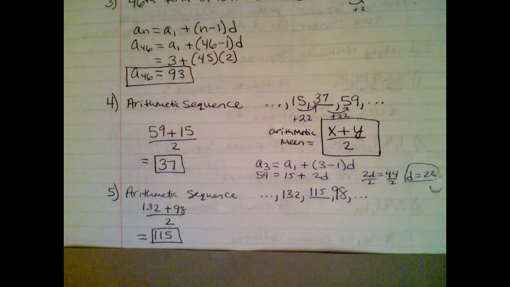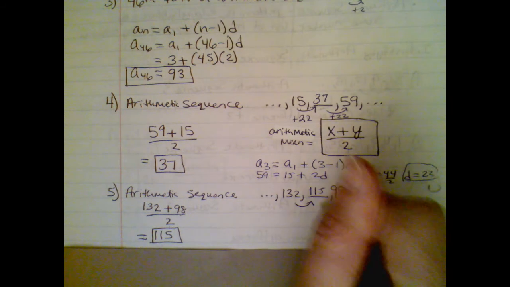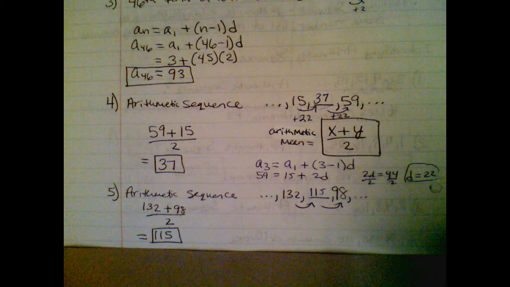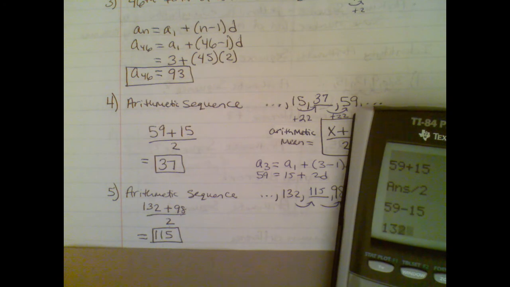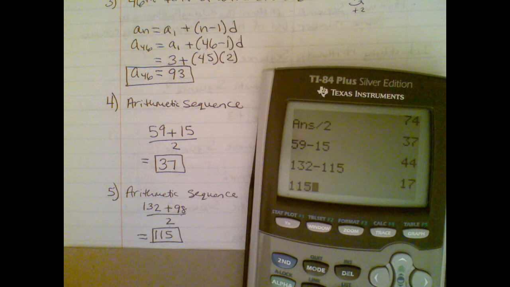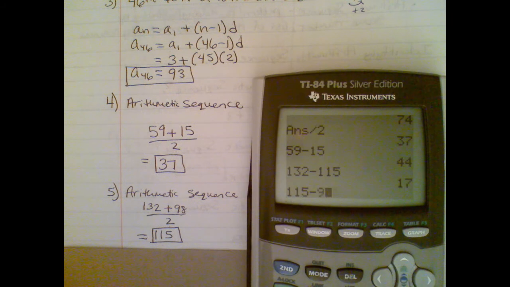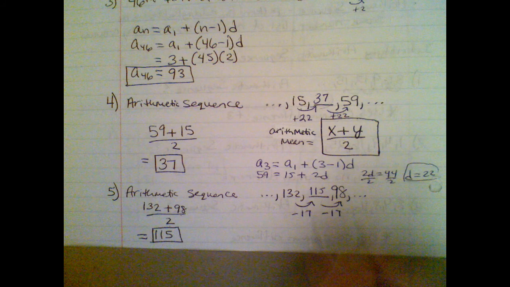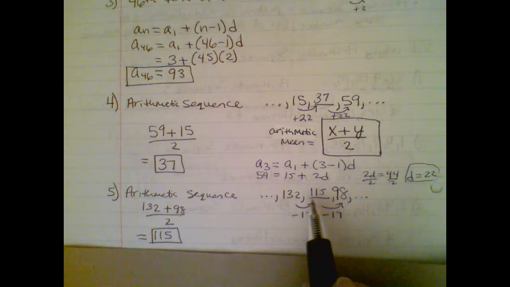Now I always like to check my work to make sure that if I find that common difference, it is actually consistent each time. From 132, if I subtract 115 from it, notice I get 17, so it's going down 17. And then if I go 115 minus 98, notice I get 17, so it keeps going down 17. My common difference is the same, so I know I have the correct answer.